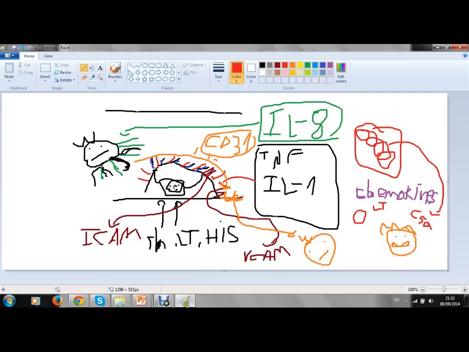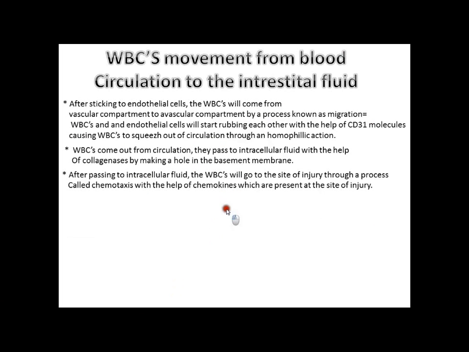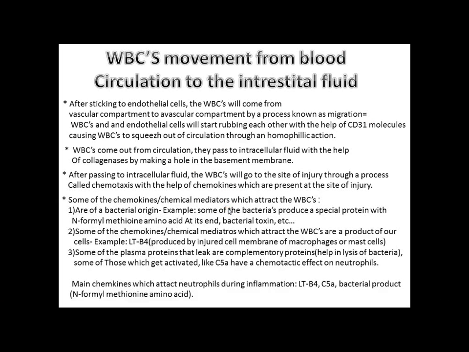Or maybe it can be a bacterial product, released by the bacteria itself, and this will attract the white blood cell to the place of the inflammatory reaction where the bacteria or maybe a foreign body is found. So some of the chemokines, chemical mediators which attract the white blood cells, like we already mentioned, are of bacterial origin. For example, the bacteria produces a special protein with N-formylmethionine amino acid, and this is basically a type of bacterial toxin which will serve as a chemokine.